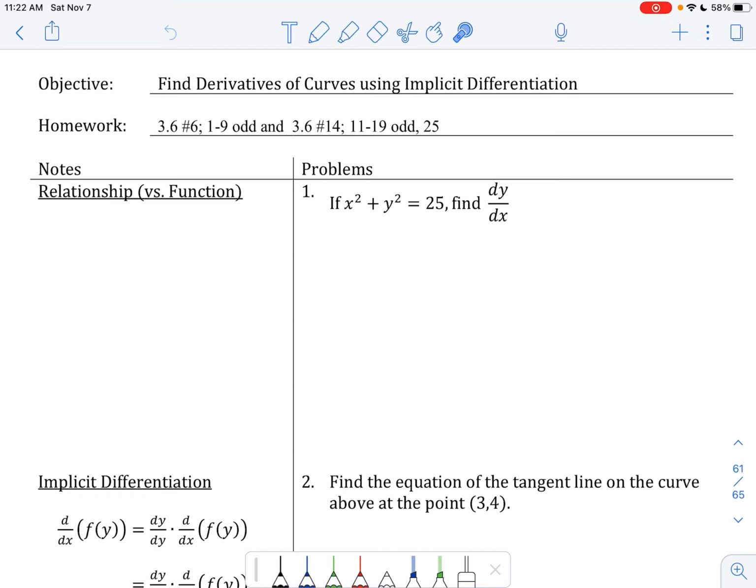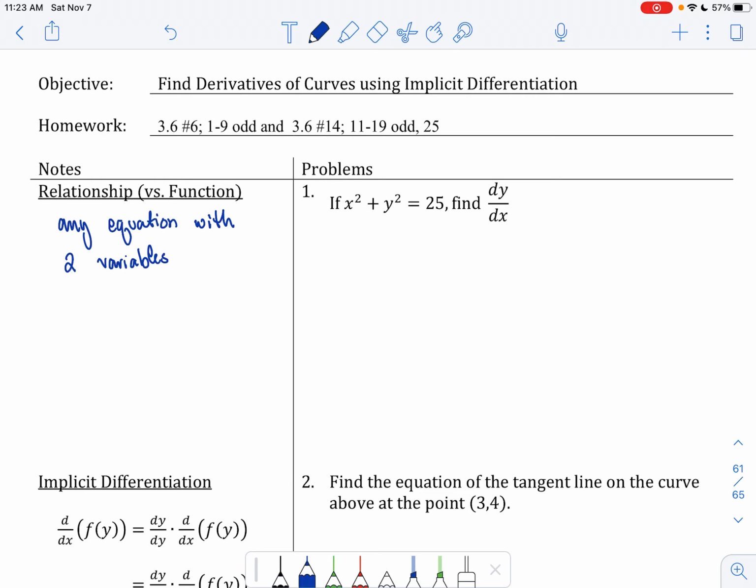Implicit differentiation is the way that we can do derivatives when we're talking about things that are not necessarily functions. So if I'm looking at something, it's called a relationship. A relationship is any equation that relates two variables, usually x and y, but it's not necessarily a function. It might be a function, just like how rectangles are parallelograms, but a relationship can fail the vertical line test.